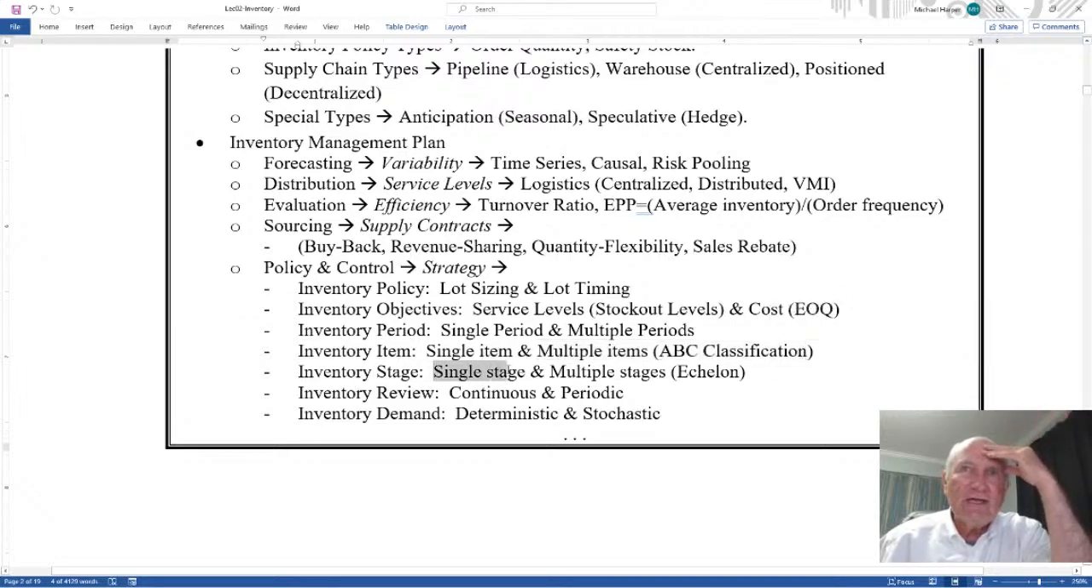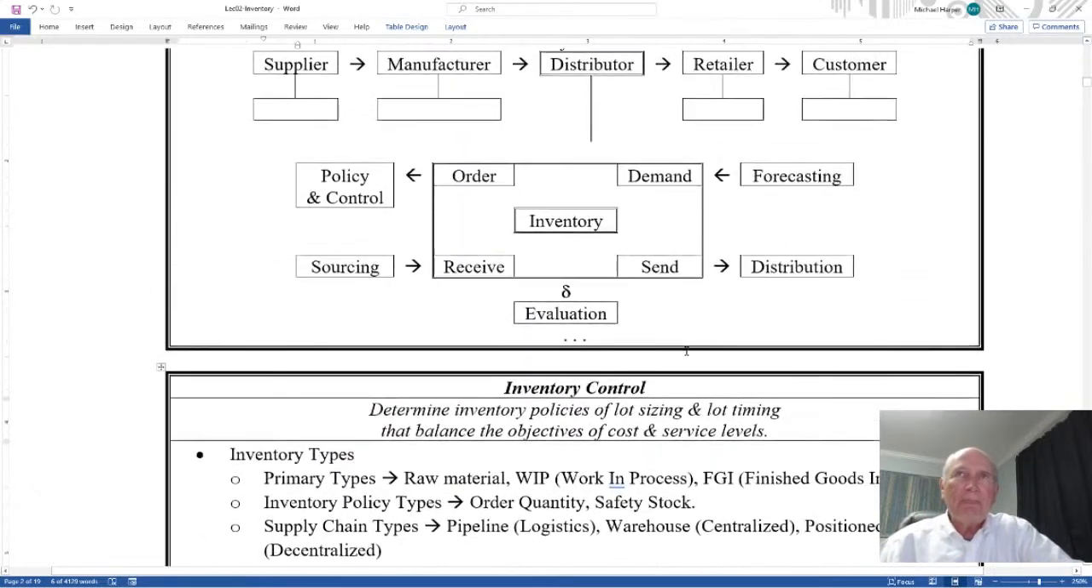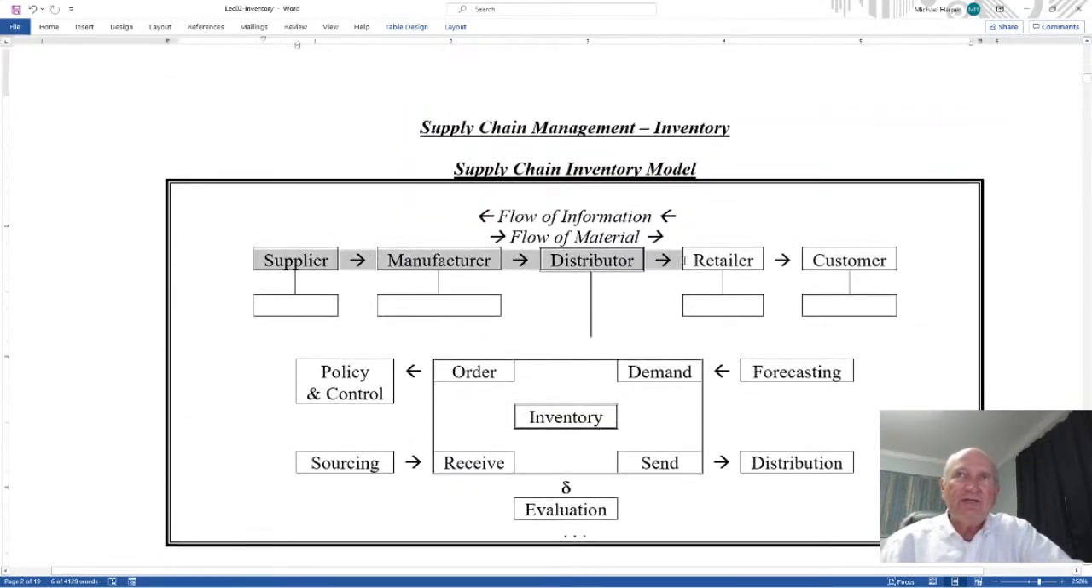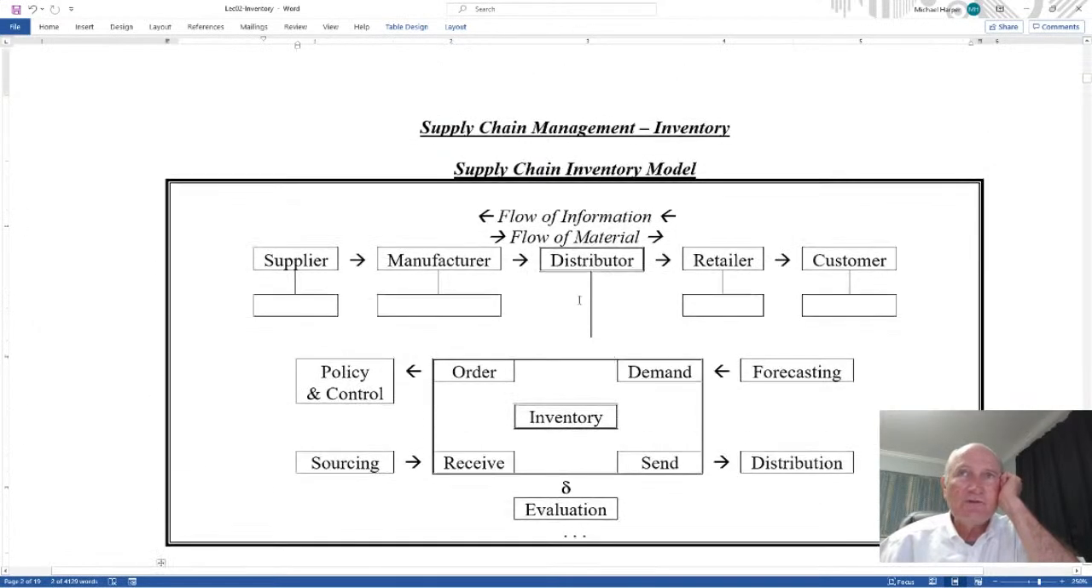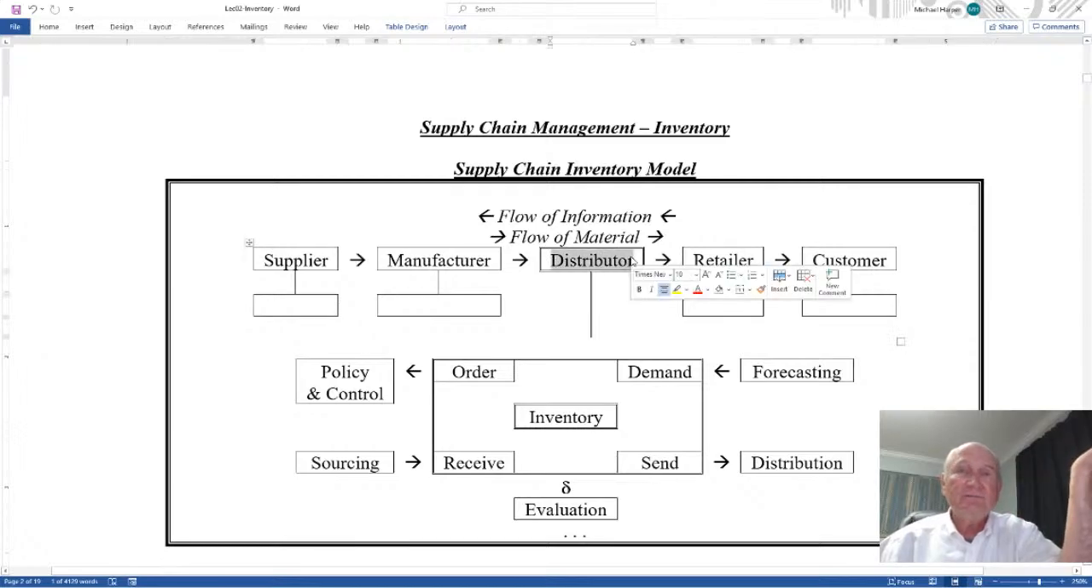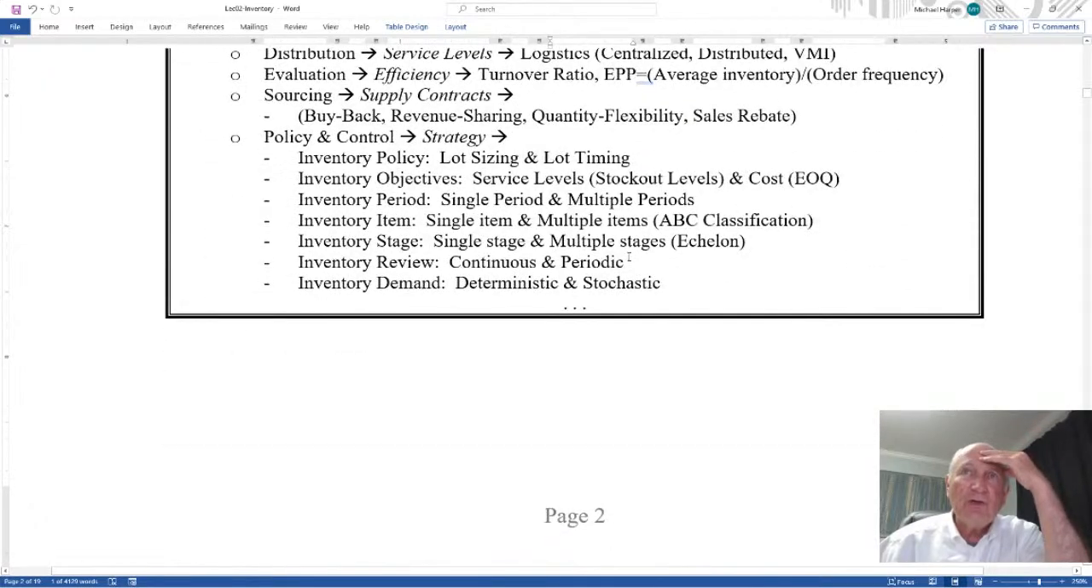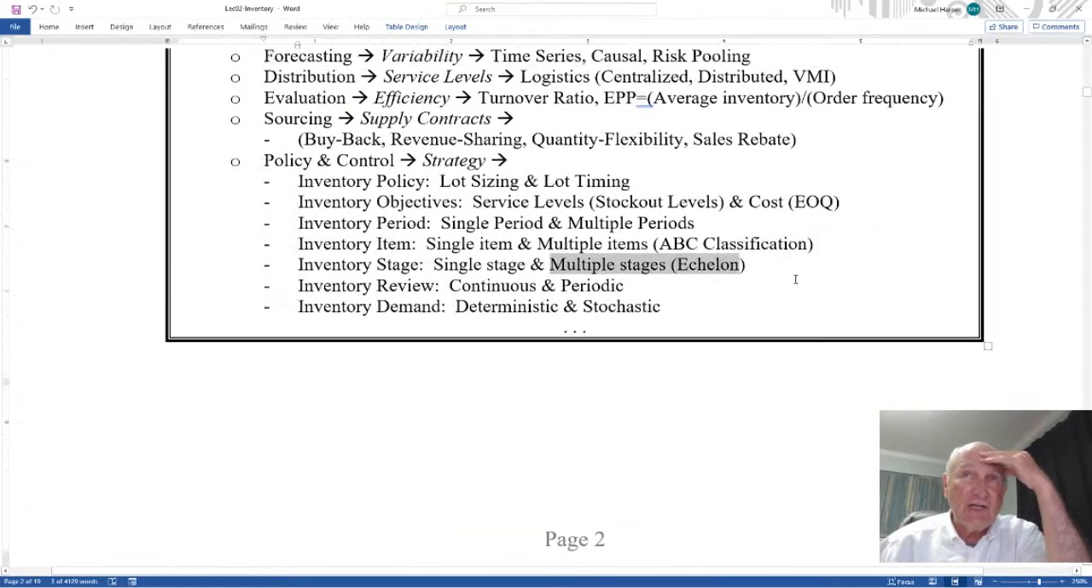Inventory stage, single stage, multiple stages. Remember last time we had an introduction to, for example, a five-stage supply chain model. You can have a 3-stage, 5-stage, 10-stage, 12, 20-stage. What the stage here is saying is, am I going to look just at a single stage? In other words, I'm just going to focus on just the distributor and that's all. Well, that's traditional operations management. Or do you look at multiple stages? And that's called echelon inventory.